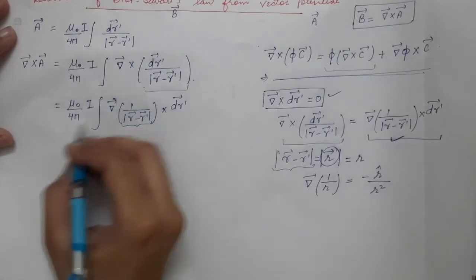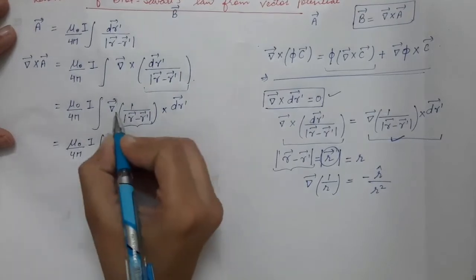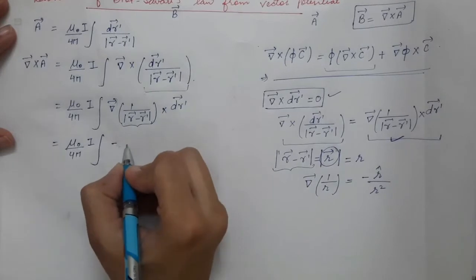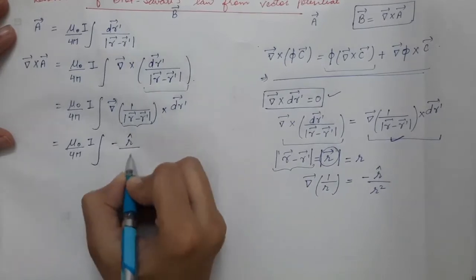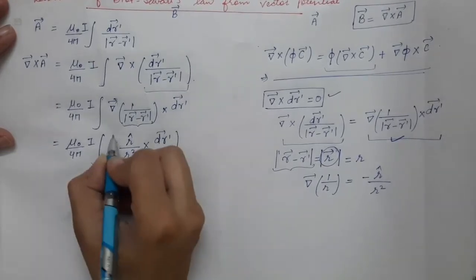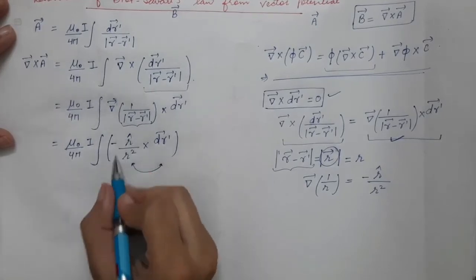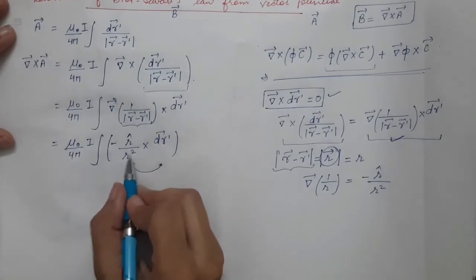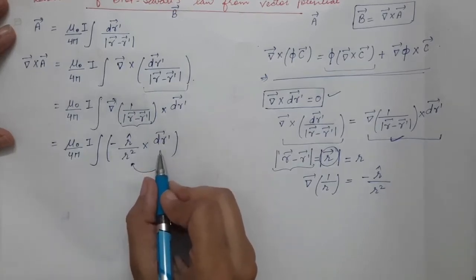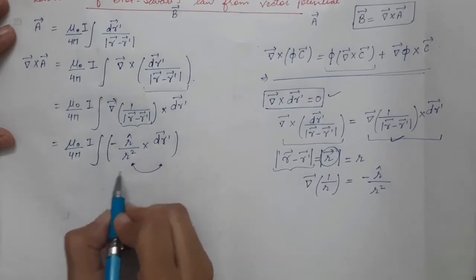So you can substitute this one as mu naught divided by 4 pi, and gradient of 1 by this expression can be written as minus of r cap divided by r square, cross product with dr prime vector. Now you will swap these two vectors. This r cap is a unit vector divided by a scalar, so this whole will be a vector, and dr prime vector is also a vector. So you can swap these two vectors and consume the negative sign in that step.